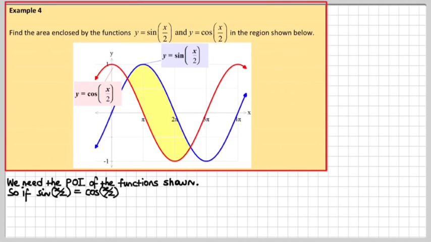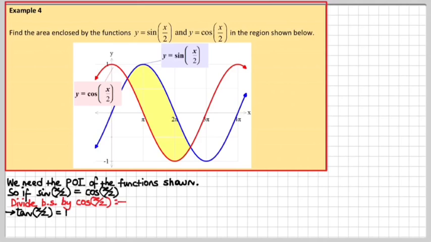We know that sine of x over 2 equals cos of x over 2 where they intersect. Therefore, if we divide both sides by cos of x over 2, we're going to get tan of x over 2 equals 1. So we've just got to solve that for the first two occasions that happens to the right of the y-axis.